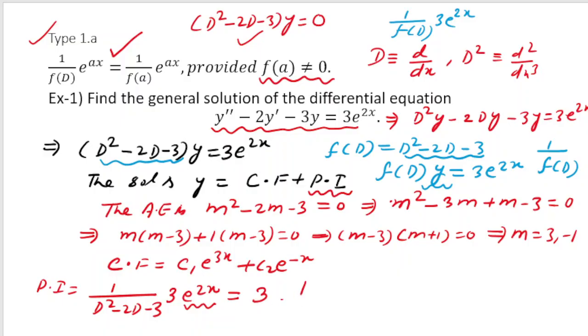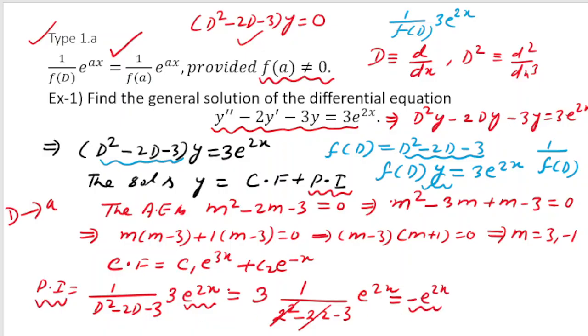So in place of D, we have to replace D by a. So in place of D we have to write 2. So I will write 2 square minus 2 into 2 minus 3, e to the power 2x. So this 2 square is 4 and 2 into 2 is 4 also. So this 4 minus 4 is cancelled, and here we have 3 and here we have minus 3. So what I get is minus e to the power 2x. So what I have got is known as the particular integral.